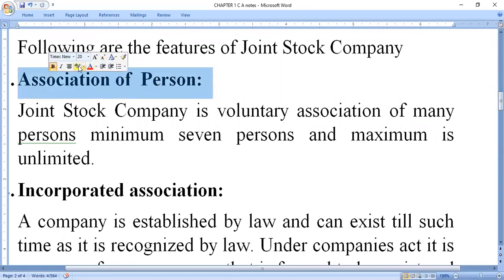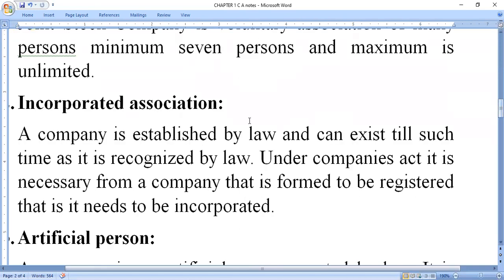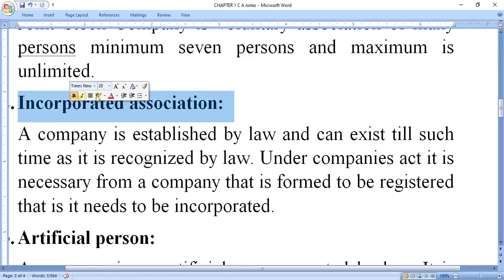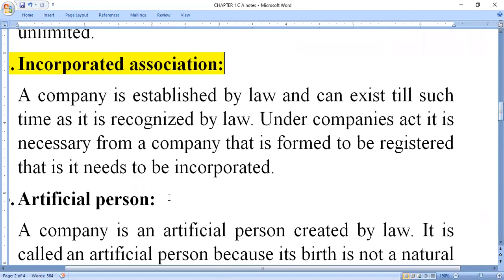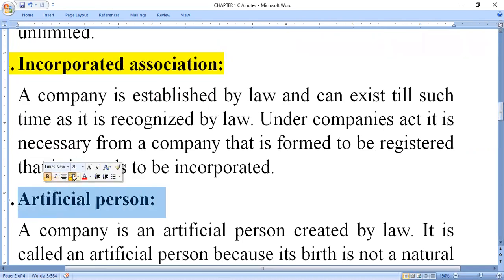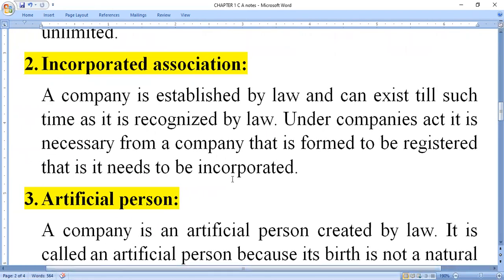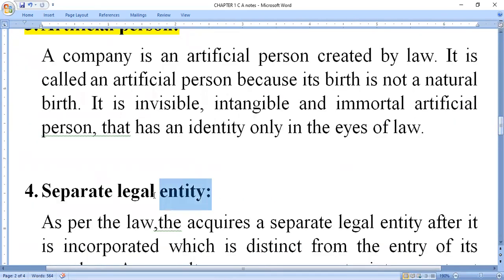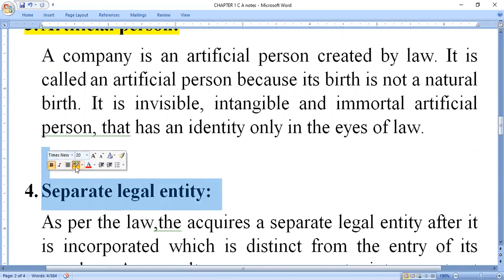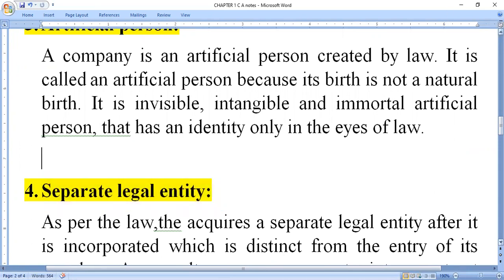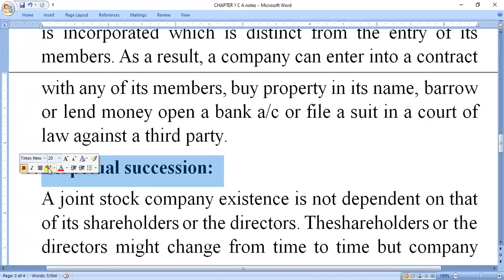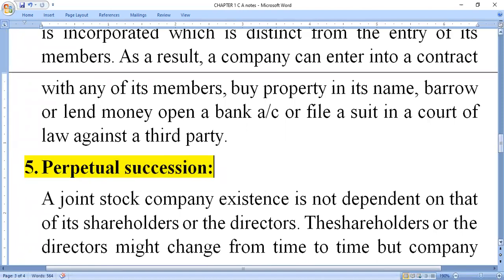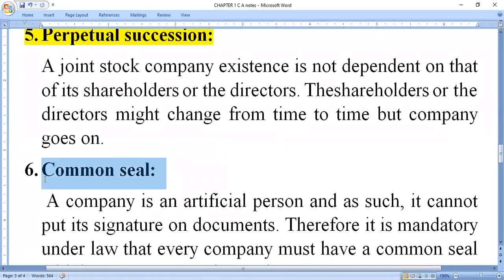association of persons. The first one is the association of persons, the second one is the incorporated association, and the third one is the artificial person. The fourth one is the separate legal entity, the fifth one is perpetual succession, and the sixth one is the common seal.